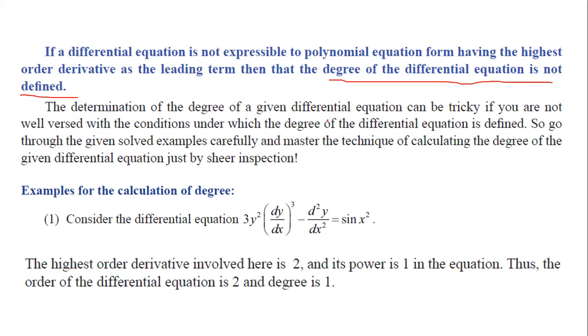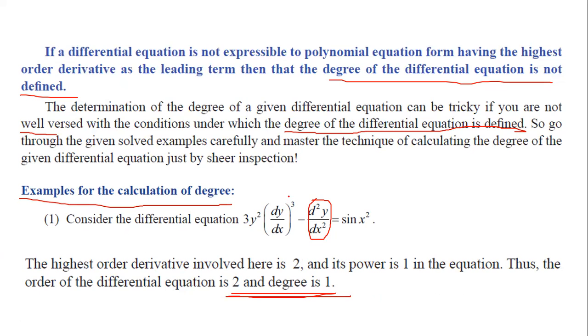So the determination of the degree of a given differential equation can be tricky if you are not well versed with the conditions under which the degree is defined. So go through the given solved examples for calculation of degree. Consider the differential equation 3y square (dy by dx) whole cube minus d square y by dx square equals sin x square. Here d square y by dx square is the highest order and the degree is 1. We can write it very simply.